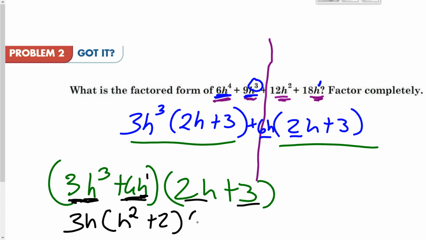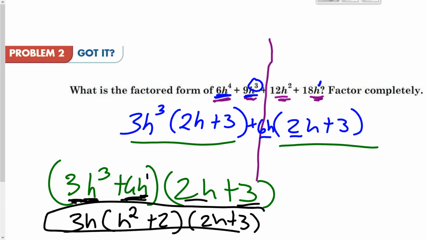So just in case you forget to factor out, you can always check it, and then you can factor out at the end. So that'd be your final answer. And again, you could check it. I don't have any more h's, don't have any numbers that I can factor out besides 1.